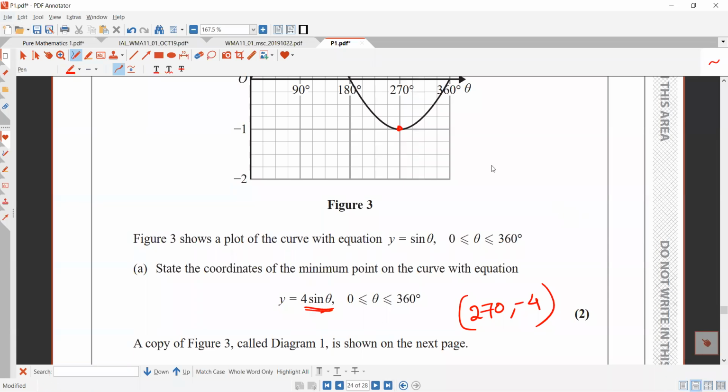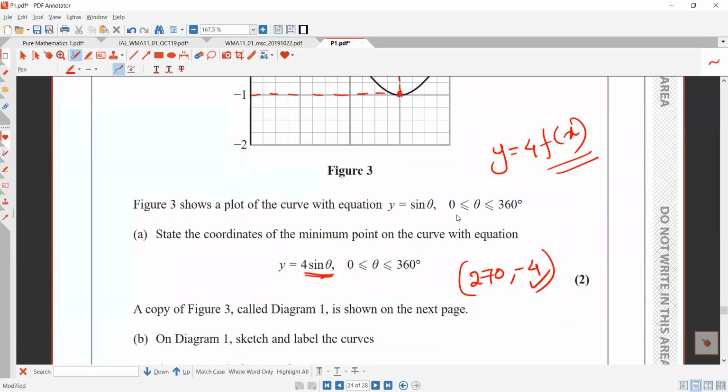Nabil, there is a 4 outside. This looks like y is equal to 4 f(x). So you have to multiply all your y coordinates by 4. What is the y coordinate I have? Minus 1, times 4, so minus 4. And the x coordinate does not change. So 270 comma minus 4. Understood?